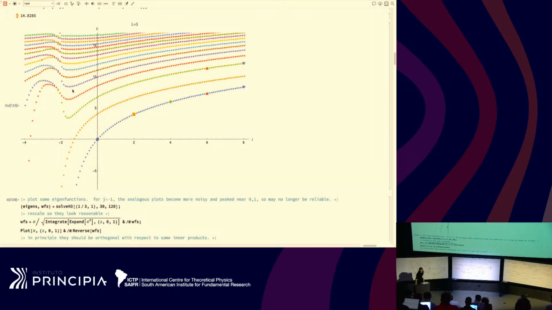But I'm not sure I completely trust the spectrum to the left of here, because the assumption about regularity may no longer be valid. When you go to this negative j, you're really in this Hamiltonian, you're really pushing the dynamics closer to the endpoint.